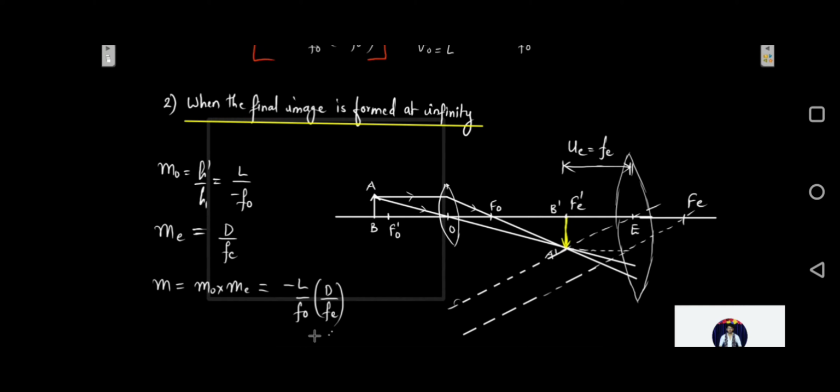So it is quite obvious from this equation that we have received that the magnifying power of a compound microscope is going to be larger when both f naught as well as Fe is small. So if Fe and f naught are small, the denominators are small, that means that the magnifying power of the compound microscope is going to be larger.